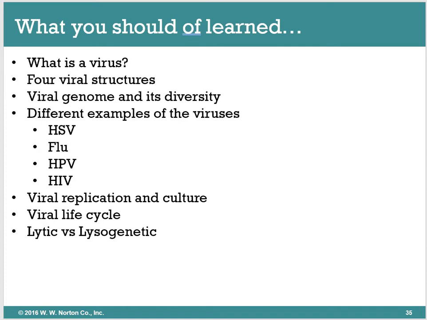Okay, so that will conclude our lecture. In this, we learned about what a virus is, what the 4 viral structures are, as well as their viral genome, how it makes them diverse, and then also the examples of the viruses, specifically herpes simplex, the flu, HPV, and HIV. Now, we did talk very, very briefly about their replication cycle, but I'm not going to expect you to know those steps. But I do want you to know the big picture of each.